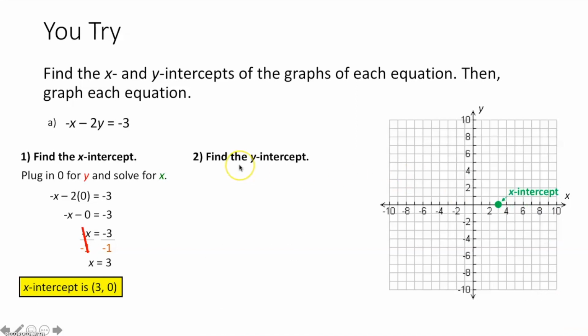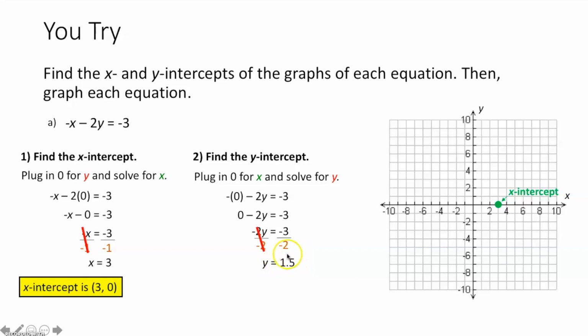Now let's find the y-intercept. So remember, to find the y-intercept, we plug in 0 for x and solve for y. So we take our original equation, we're going to plug in 0 for x. So what's negative 1 times 0? That's 0. And what's 0 minus 2y? That's negative 2y. Now to get y all by itself, this is negative 2 times y, so I do the opposite, the inverse. I divide both sides by negative 2. That way these cancel each other out, and I get y is equal to positive 1.5, or positive 3/2.